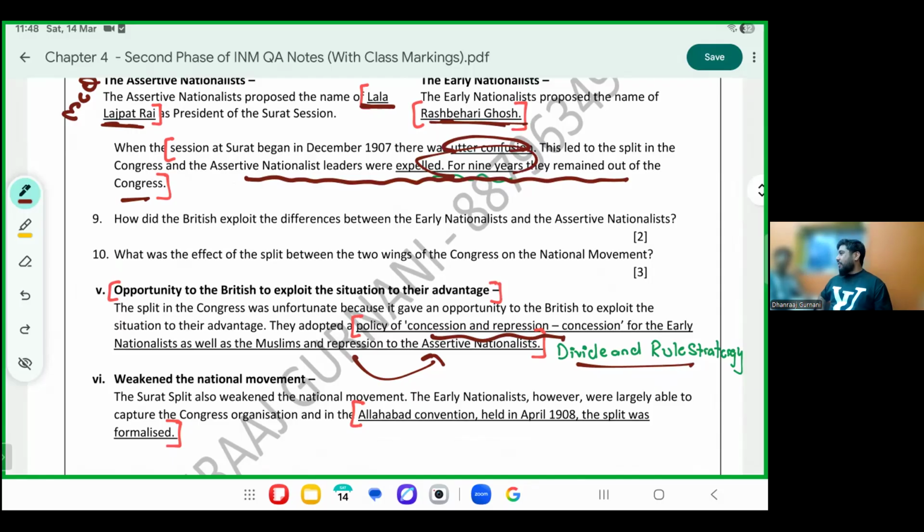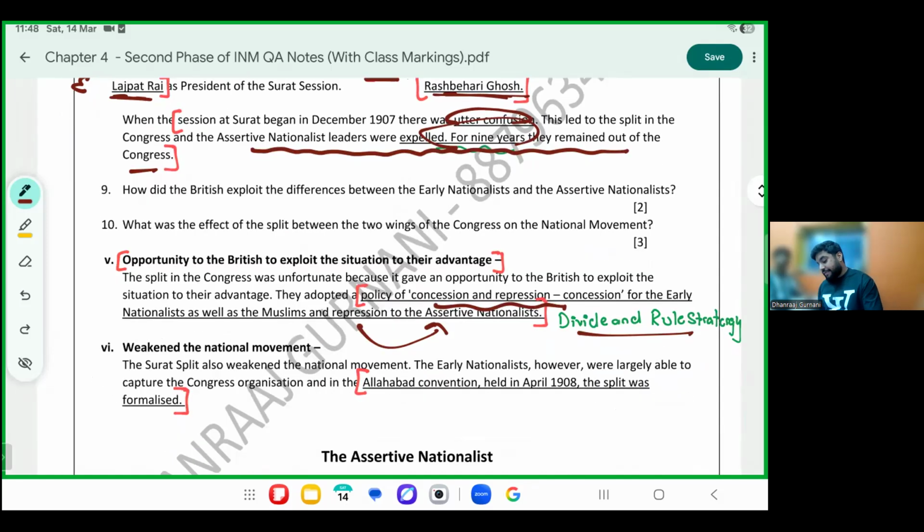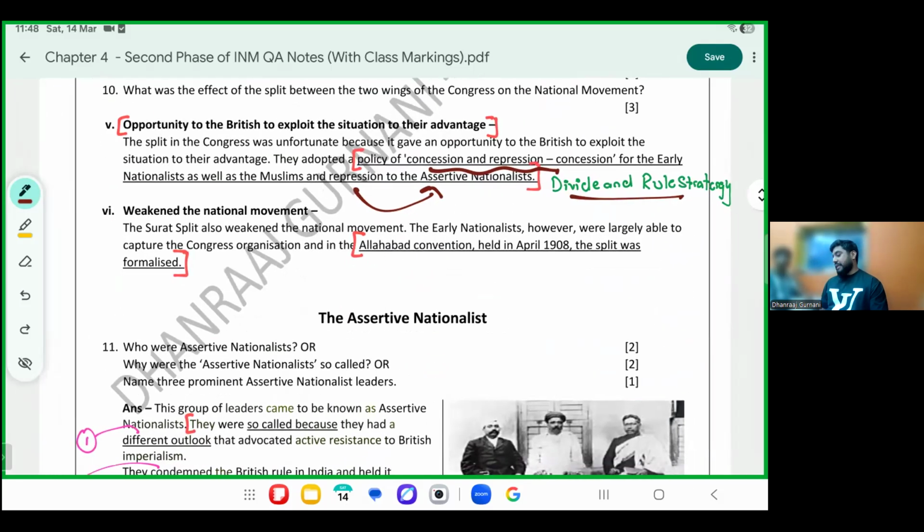In other words, the assertive have to get back into Congress if they want to put their voice across. But if they have to get back into Congress, they have to solve the disagreement with the early, which is going to take time. It took 9 years to solve the disagreement. Who benefited? The British benefited. The Allahabad Convention formalized the split in 1908, 1 year later, and this resulted in the complete weakening of your national movement.